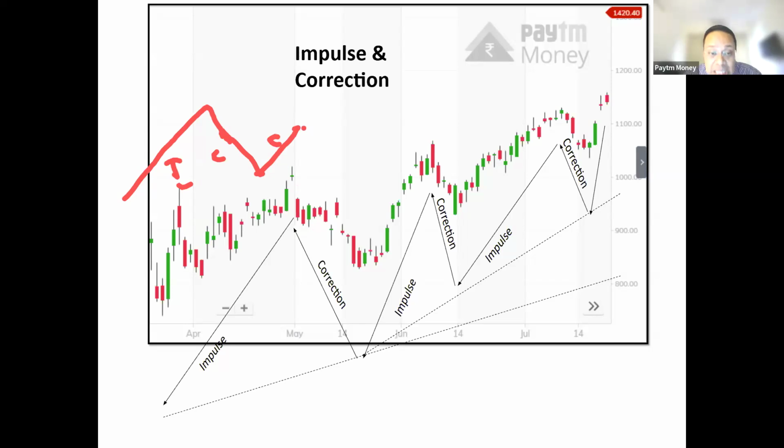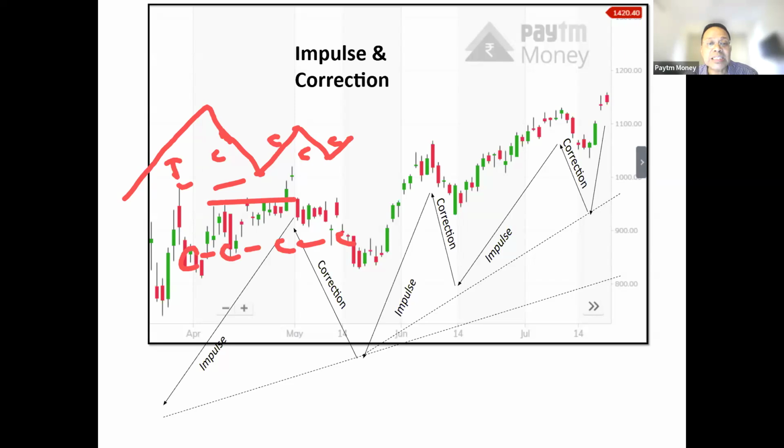Right? Now the third move, if this is a corrective move, should be an impulse move, which should be bigger than this move, but it turned out to be smaller than the previous move. So this has also become a corrective move. Right? Now, if this is a corrective move, next would be an impulse move, which is bigger than this, but it also turned out to be smaller than the previous move. So it also turned out to be a corrective move. So it means all corrective move, corrective move, corrective move, corrective move.